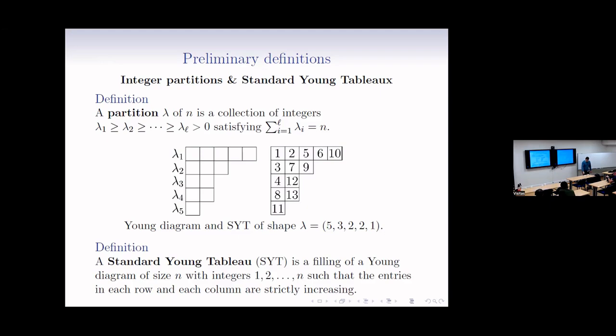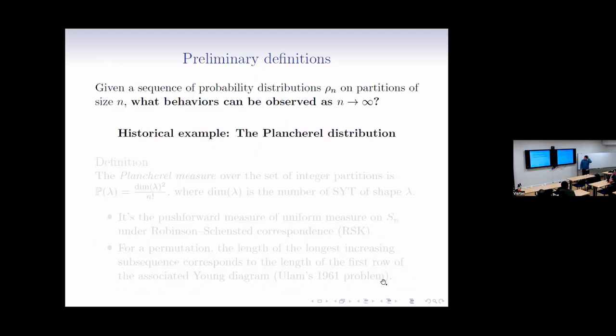Okay, so this is a probability seminar, so let's put some probability measures on it. So suppose that you have a probability distribution, rho n, on partitions of size n. So a question we can ask is what kind of behavior can we observe for a partition as n goes to infinity? So, of course, the answer does depend on the distribution you choose. So let's start with the historical example, the Plancherel distribution.